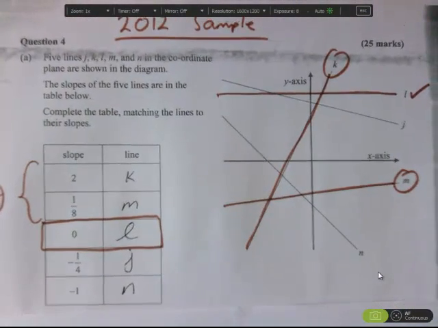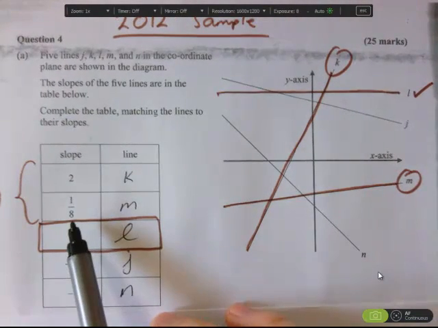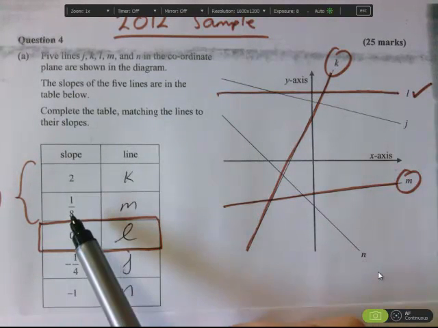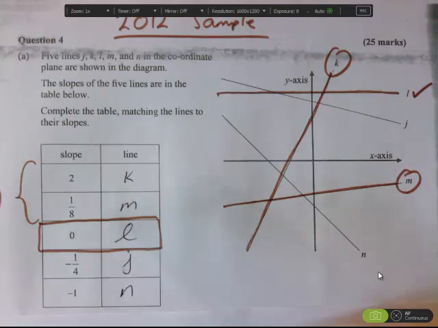So apply that over here. The two numbers I'm dealing with are 2 and 1/8. So the bigger the number, or the further the number is away from 0, the steeper the line it represents. 2 is clearly further away from 0 than 1/8. K is the steeper line, so that's why I'm putting K with 2, which means M must go with 1/8.